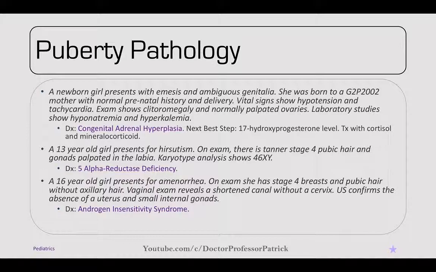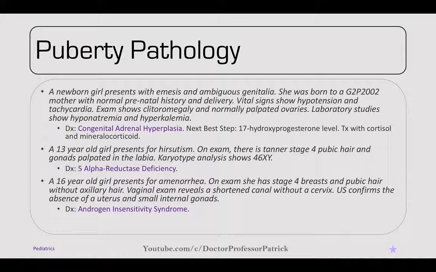Next, we've got a 13-year-old girl who presents with hirsutism. On exam, she's Tanner stage 4, and her gonads are palpated in the labia. Karyotype analysis shows 46XY, so this is 5-alpha reductase deficiency.